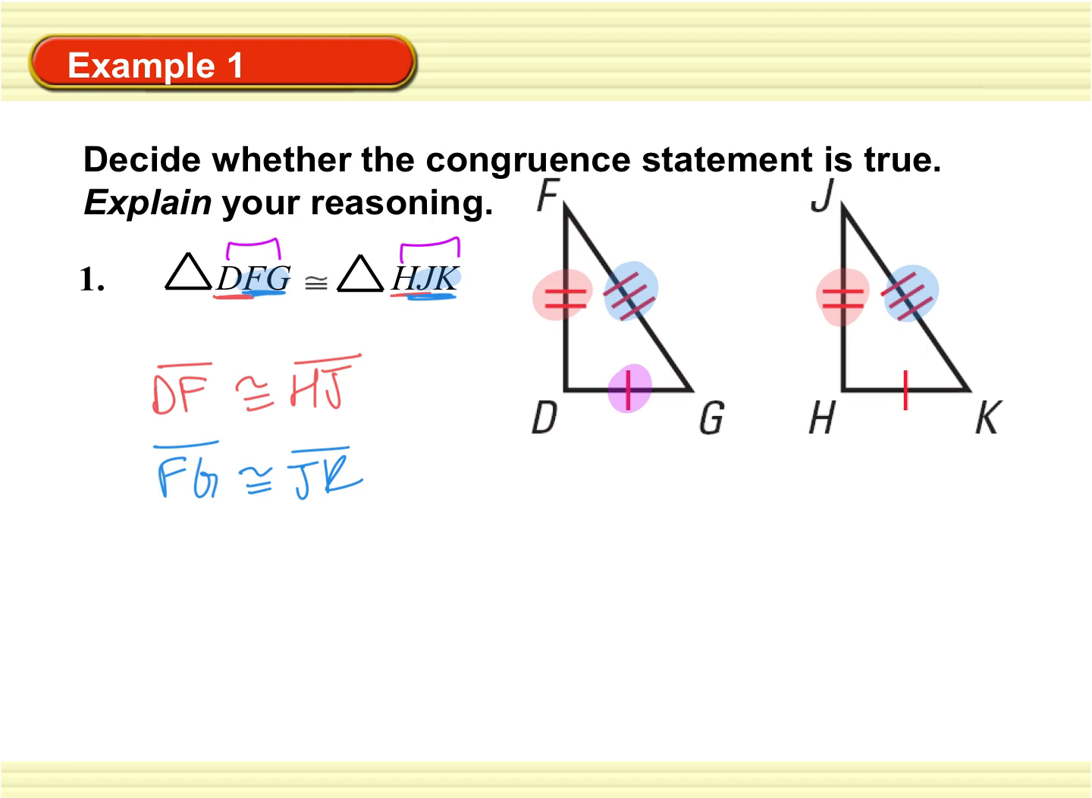DG is marked as 1. HK is marked as 1. So I have DG is congruent to HK. So is this a true statement? Yes or no? Are all my sides congruent to the marks on each triangle? Yes. So it's stating if it's true. Is it true? Yes, it's true.